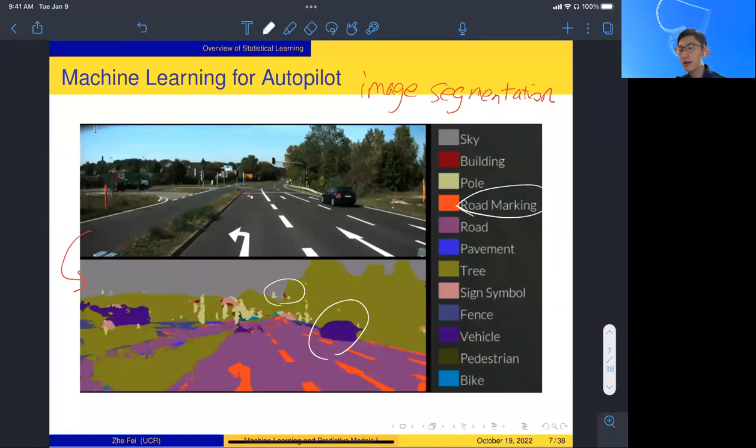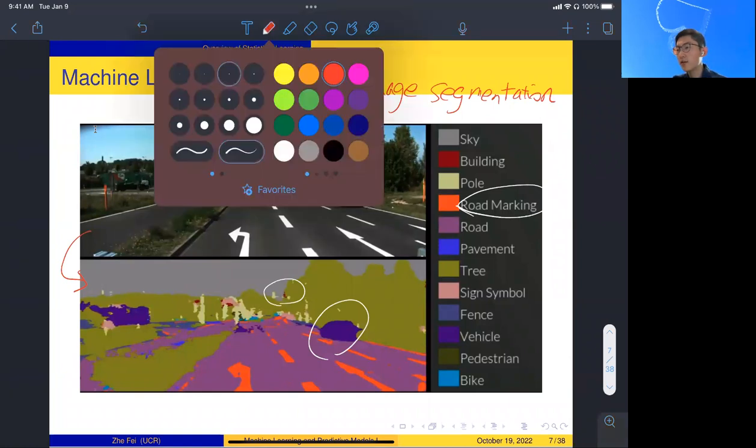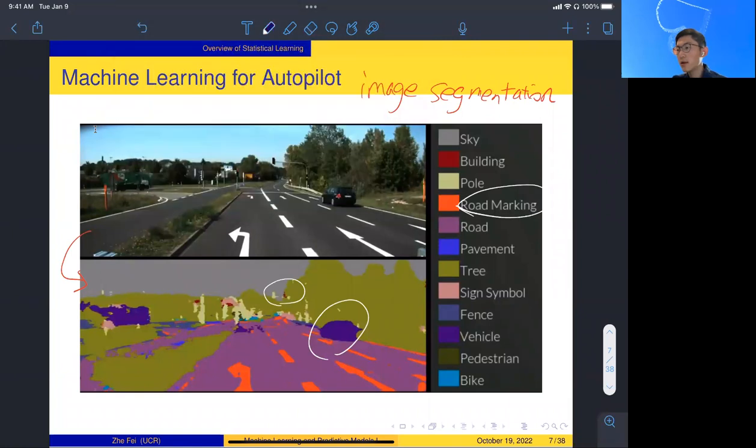And this image segmentation is one of the key steps towards fully autopilot. But fundamentally, we can think of this image segmentation as a classification problem, maybe without the specific class labels, but we know that we want the machine to achieve certain types of classification with the image input.